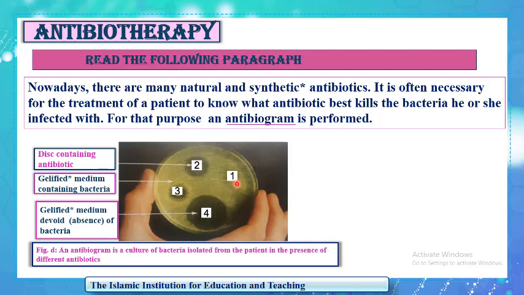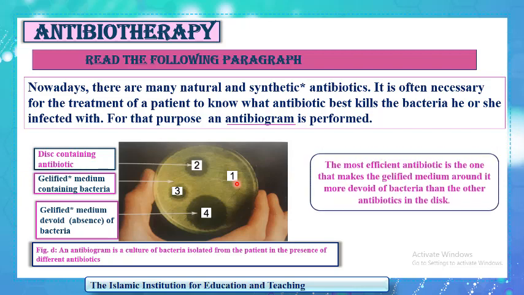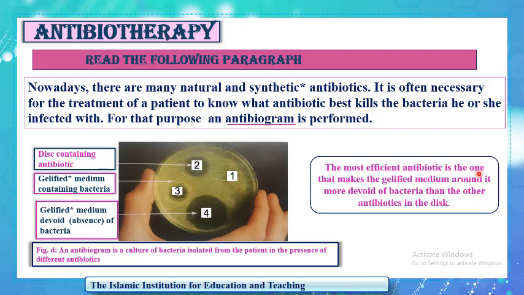Among the 4 antibiotics, deduce the most efficient antibiotic against this type of bacteria, knowing that the most efficient antibiotic is the one that makes the jellified medium around it more devoid of bacteria than the other antibiotics in the disc. Excellent! Antibiotic 4 is the most efficient antibiotic against this type of bacteria because it makes the medium around it more devoid of bacteria. So what is the least efficient antibiotic against this type of bacteria? Excellent, it is antibiotic 1 because it makes the medium around it less devoid of bacteria.